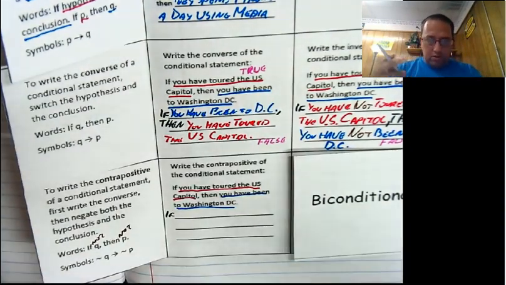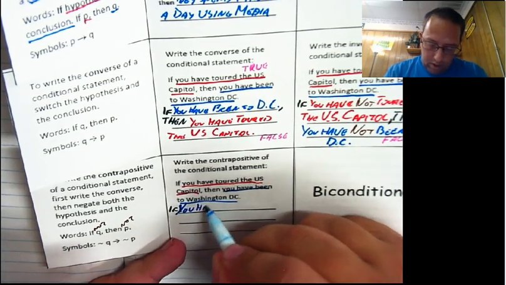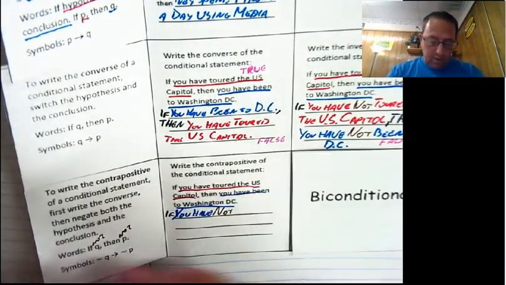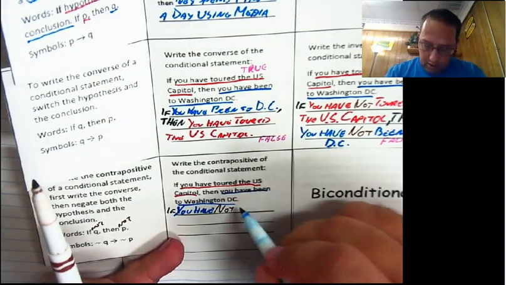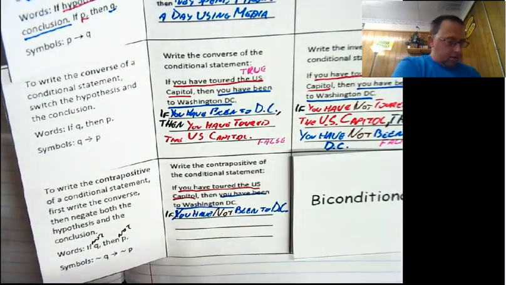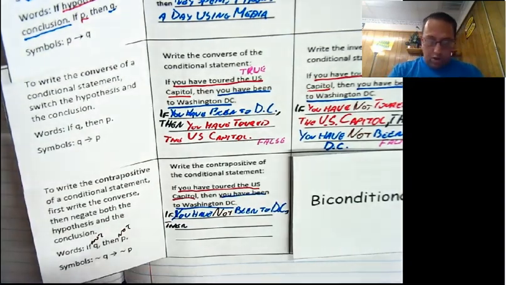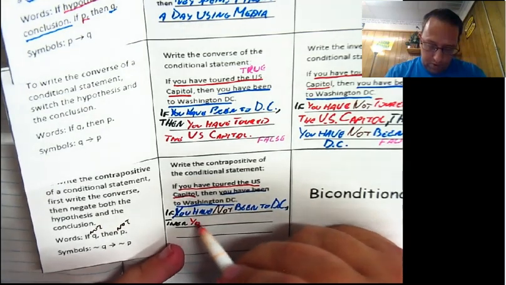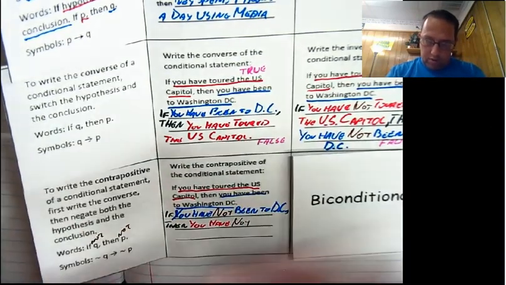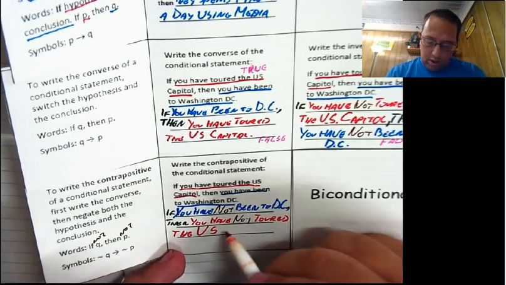And what we're going to do, we still start with if we switch the order. So if you have been to Washington, D.C., that's going to go first. If you have, except we're going to negate it. So if you have not been to D.C., then, no, need a comma, then you have not toured the U.S. Capitol.